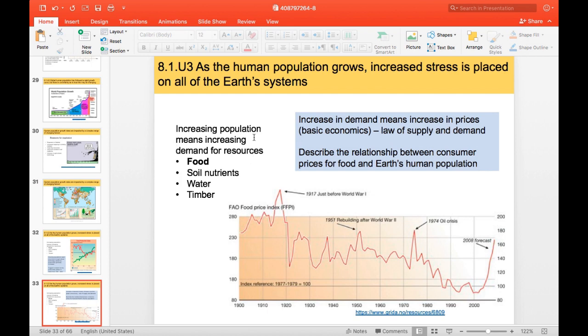So again, increasing population means increasing demand for food resources: food, soil nutrients, water, and timber. What do we have in here? We have the food price index, so how food prices have been changing over time, okay? Depending on the oil prices, the food prices have increased. So it's the food price index, how the food has increased or decreased in price depending on different activities or events that happened along these years.